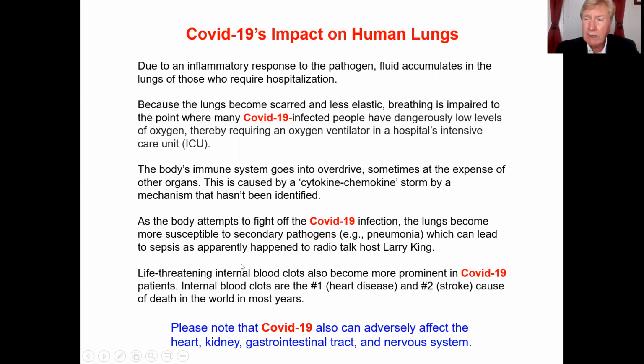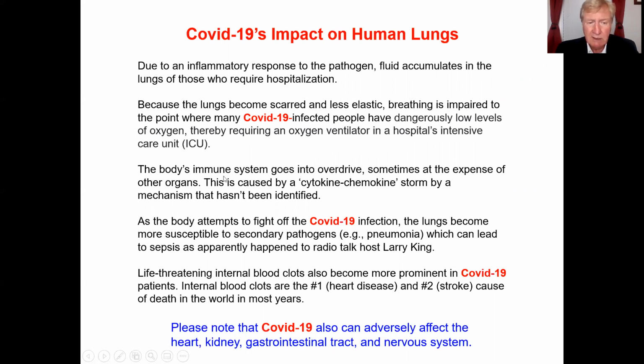Now, the organ that's most studied is the human lung, and due to the inflammatory response to the pathogen, fluid accumulates in the lungs of those who require hospitalization. The lungs become scarred, less elastic, and breathing is impaired to the point where oxygen becomes dangerously low, and these patients have to be put on oxygen ventilators to increase their oxygen content.